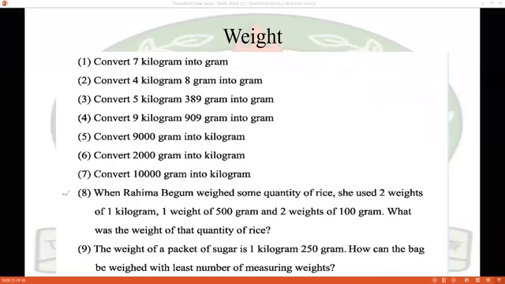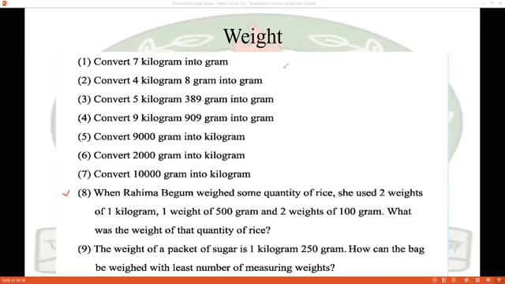Number 8. When Rahima Begum weighed some quantity of rice, she used 2 weights of 1 kilogram, 1 weight of 500 grams and 2 weights of 100 grams. What was the weight of that quantity of rice? So you solve it.